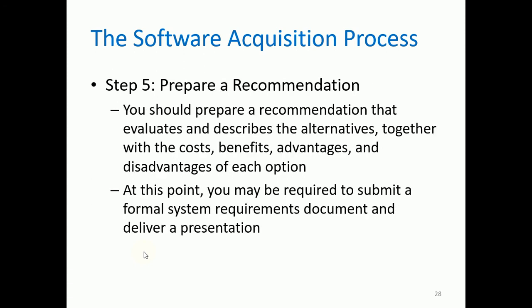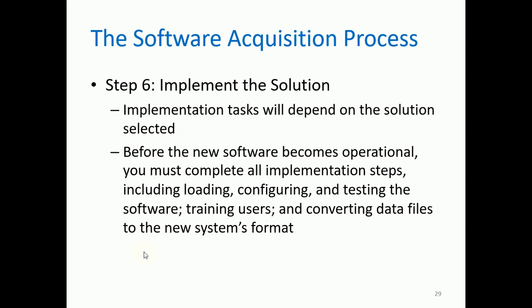And then next is step 5, prepare a recommendation. You should prepare a recommendation that evaluates and describes the alternatives together with the costs, benefits, advantages, and disadvantages of each option. At this point, you may be required to submit a formal system requirements document and deliver a presentation. And then step 6, implement the solution.